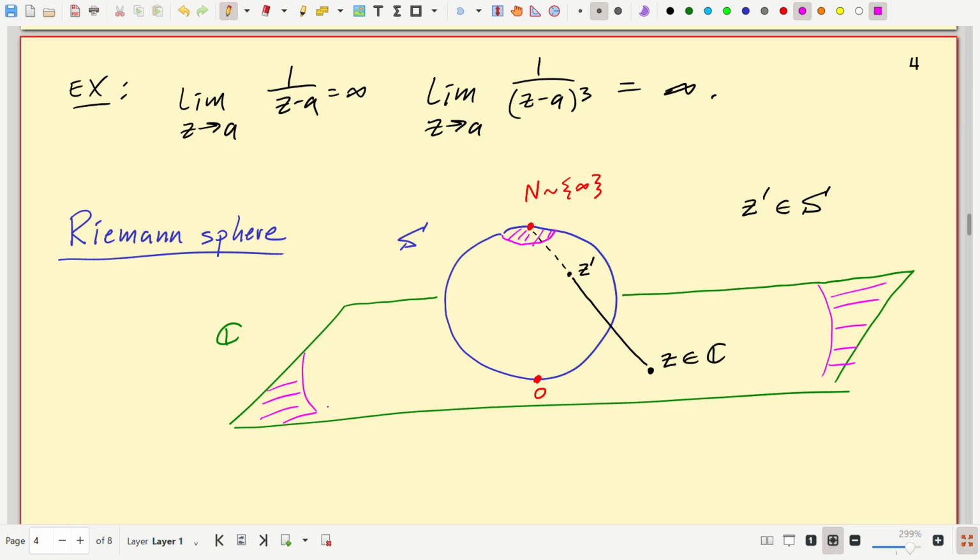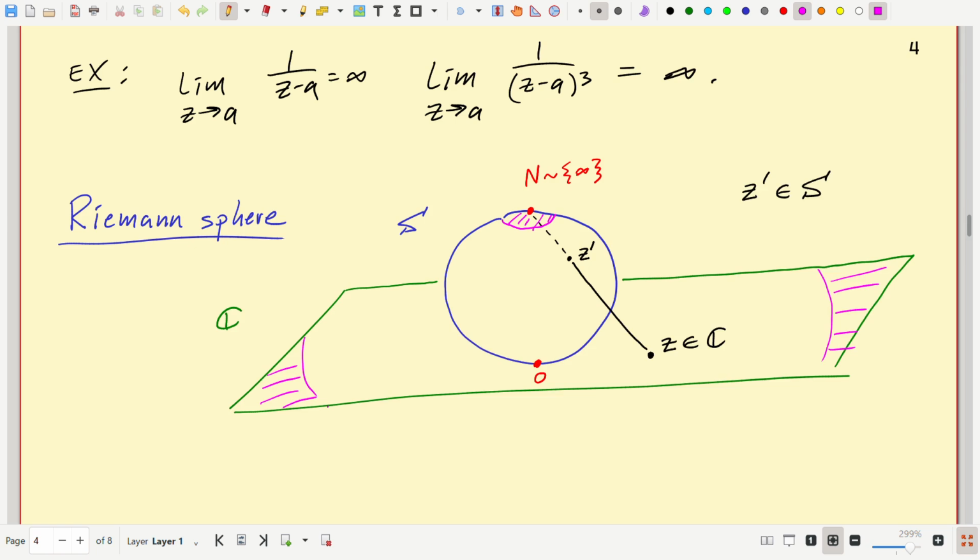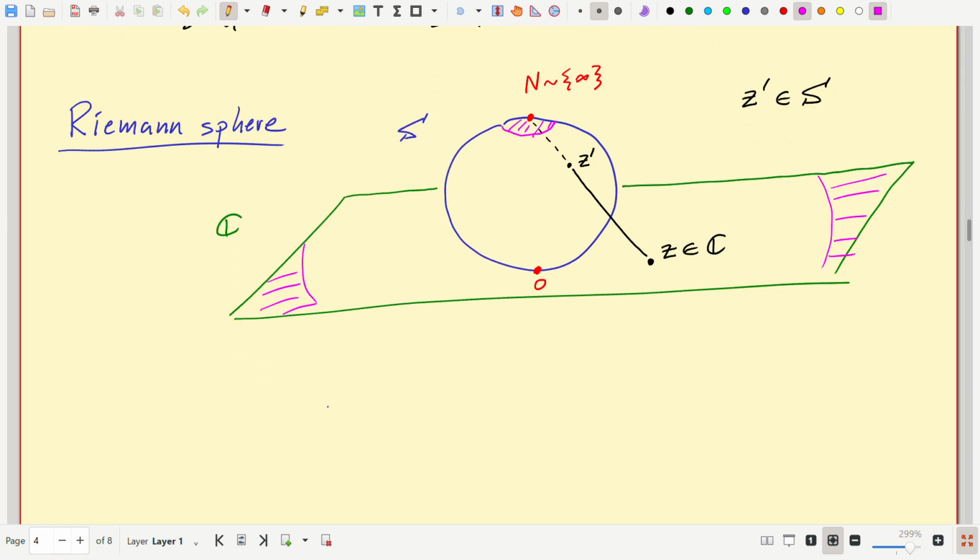And so the feeling is, when I add that abstract point to the complex plane, it compactifies the complex plane and makes it a sphere, which is a compact set in the mathematical sense. Every open cover has a finite subcover. Okay.